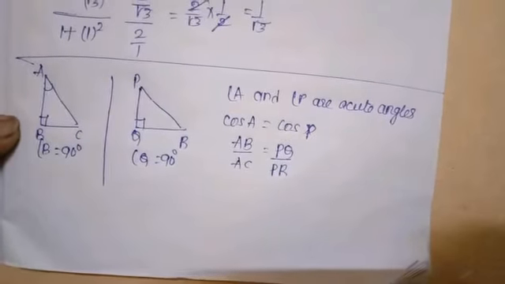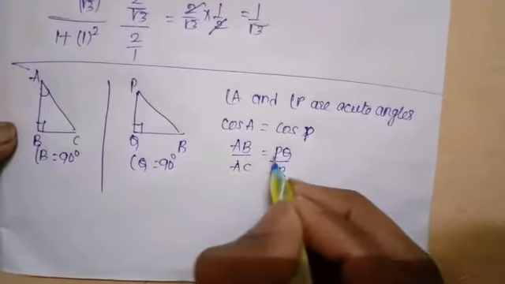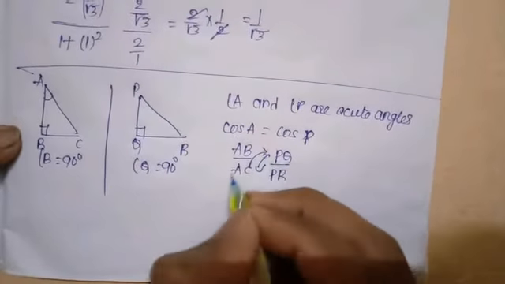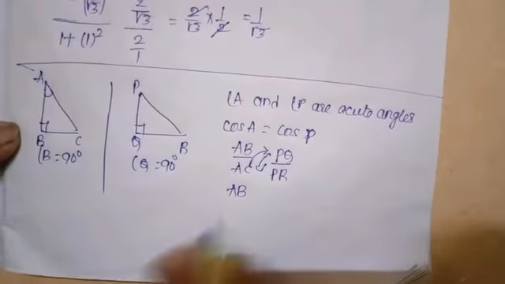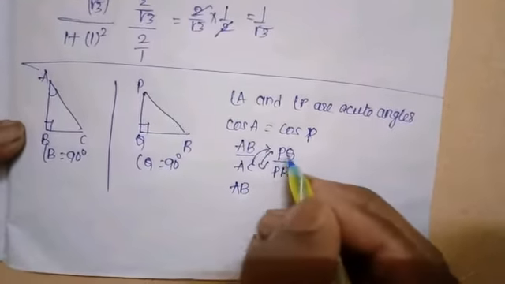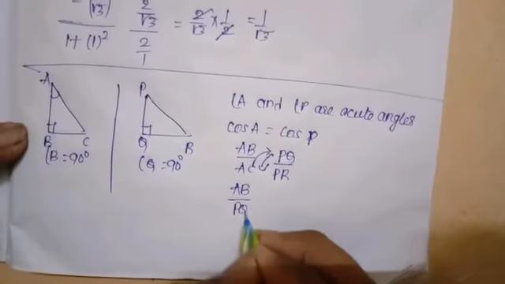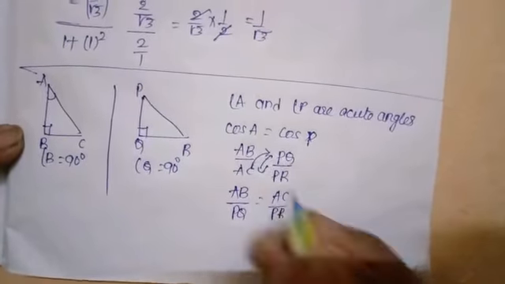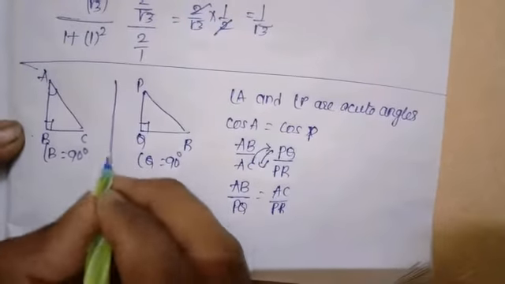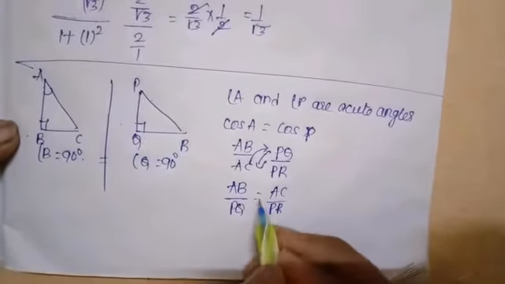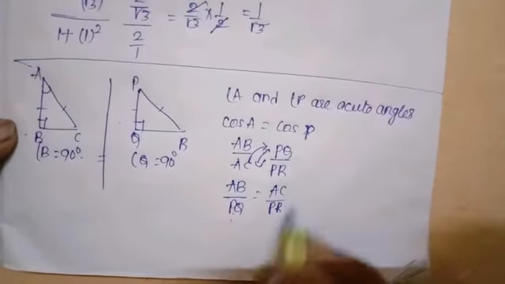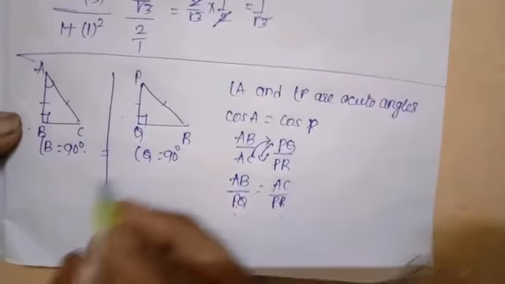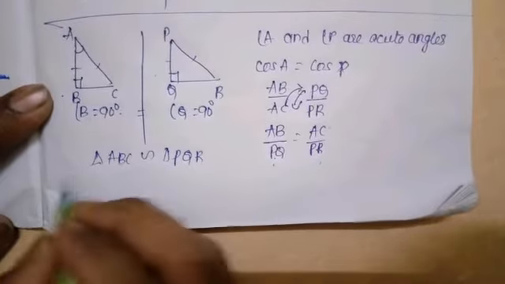This is a problem according to similar triangles in 10th standard. We have to plot these values here, because according to similarity, when two sides in proportion and one angle are equal, the triangles will be similar. To prove that, we have AB by PQ is equal to AC by PR. In these two triangles, angle B is equal to angle Q because they are 90 degrees. And AB by PQ equal to AC by PR. So two sides are in proportion and one angle is equal. So triangle ABC is similar to triangle PQR. This is a problem according to similarity.